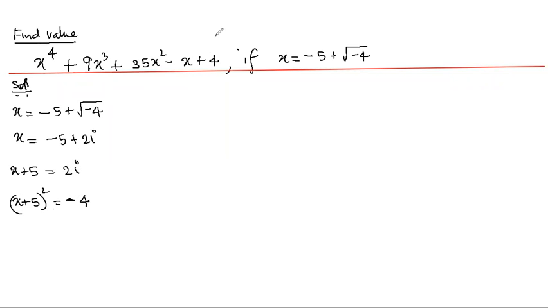I'll write it as 2i squared. So x square plus 10x plus 25 is minus 4. So x square plus 10x plus 29 equals 0. This would be your answer.